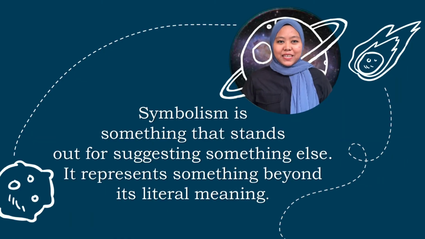Hi, my name is Rasnazati binti Jamal. I am going to share about the symbolism that could be seen in the Interstellar movie. Symbolism is something that stands out for suggesting something else. It represents something beyond literal meaning. In literature, symbolism can be a word, action, character, concept, or object that represents an additional meaning and significance in the story. There are two obvious symbolisms in Interstellar that will be explained one by one, which are Cooper's watch and Dr. Man.